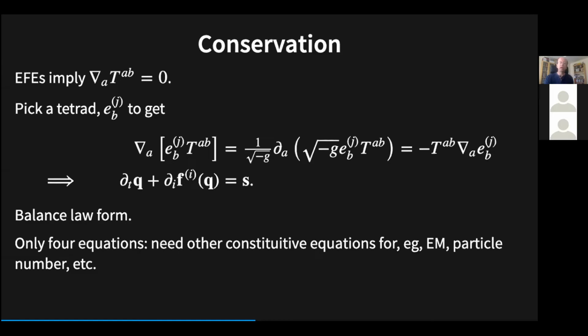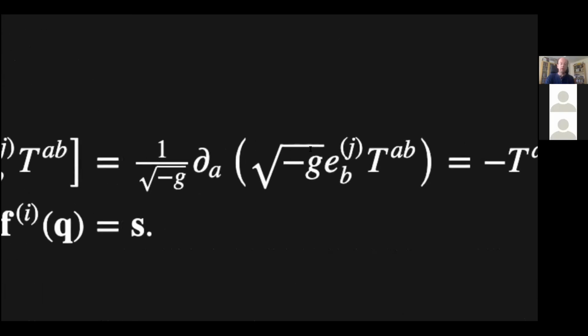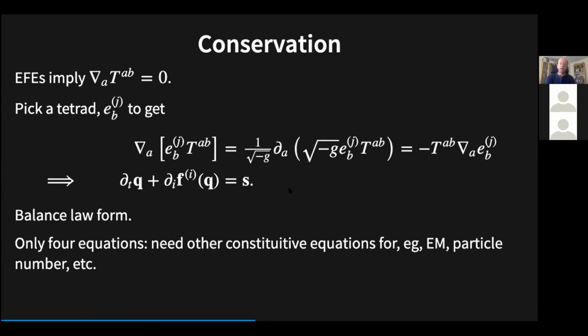So the reason that we do that is that when we pick any one of these tetrad vectors and we contract it with the stress energy tensor, we end up with a vector. And the covariant derivative of a vector, or the covariant divergence of a vector, I should say, can be written as the partial divergence of that same vector. So by contracting the stress energy tensor with the tetrad vector, we can write the covariant derivative of it as this total partial divergence. We can also expand it using stress energy conservation to see that it's equal to the stress energy tensor contracted with the covariant derivative of the tetrad vector.